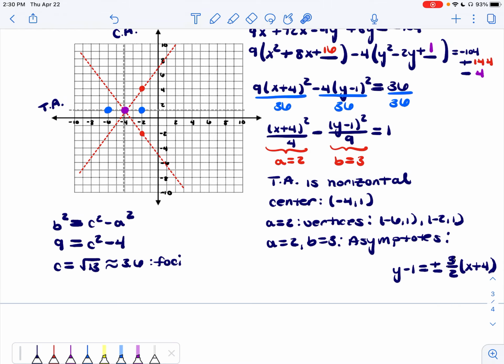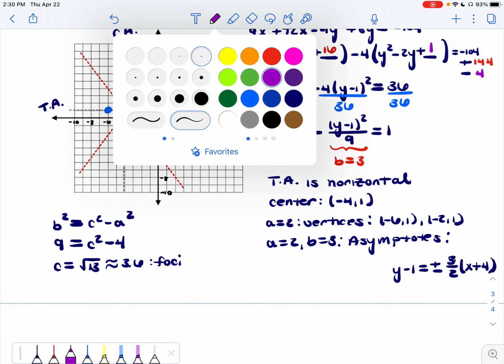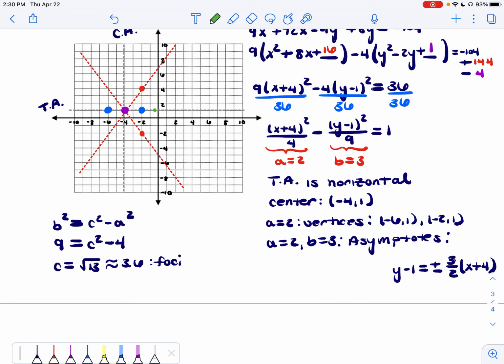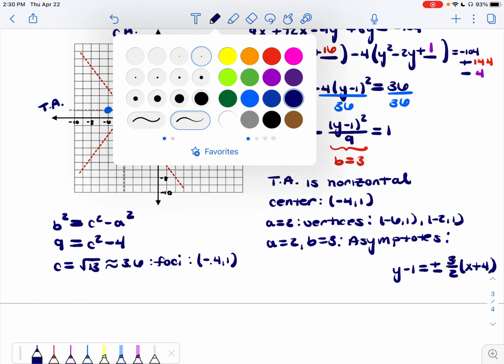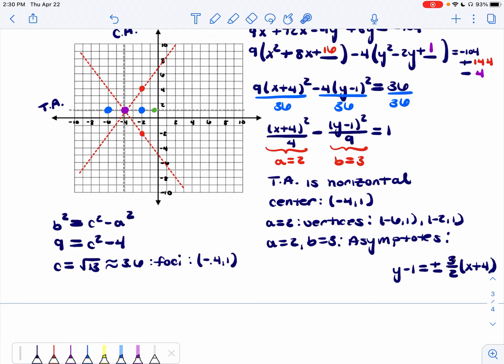So if we go 1, 2, 3.6 units to the right, that's going to put us right around there at negative 0.41. And then if we go from the center 1, 2, 3.6 units to the left, that's going to put us at negative 7.61.